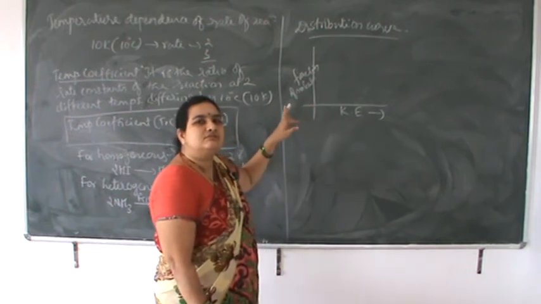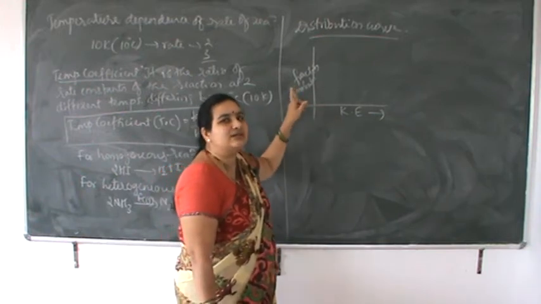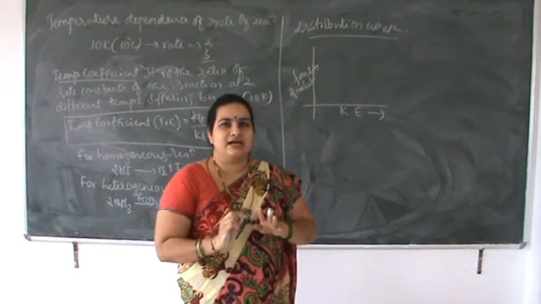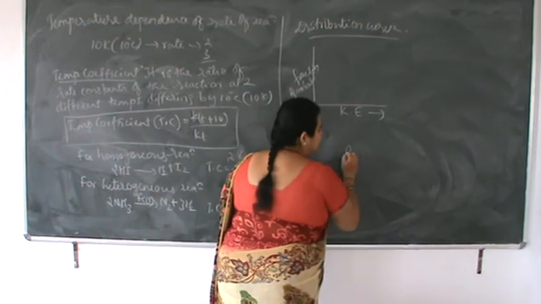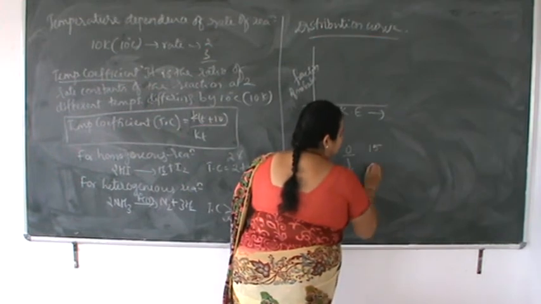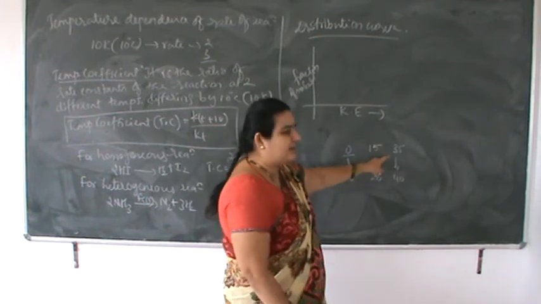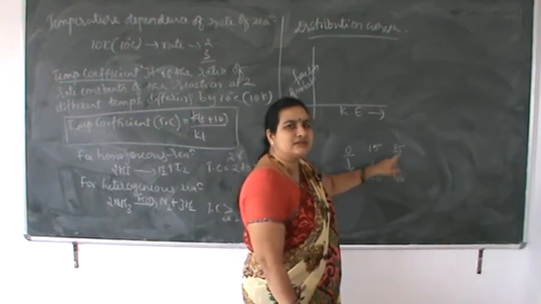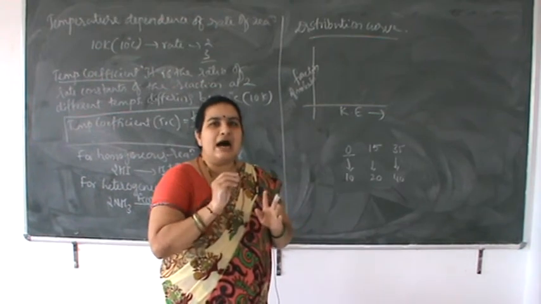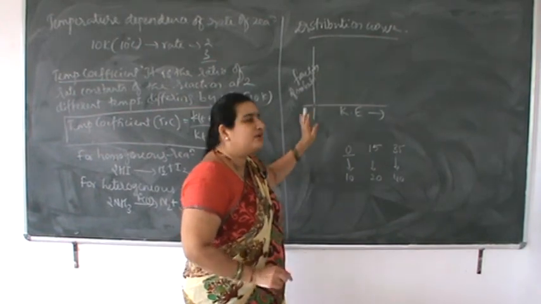In the x-axis I have taken kinetic energy and in the y-axis fraction of molecules. All the molecules will not have the same kinetic energy in the reaction. Some molecules will have zero kinetic energy, say about 10 molecules, then some molecules will have 15 kinetic energy, say 20 molecules, and 40 molecules may have kinetic energy 35, like that. So some fraction of molecules have a particular kinetic energy at a fixed temperature.